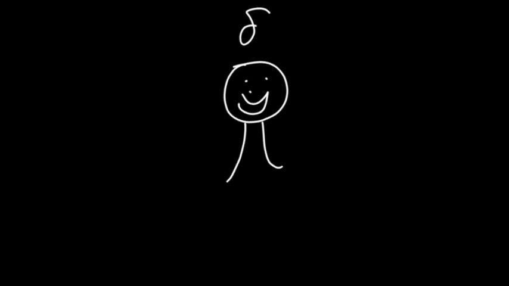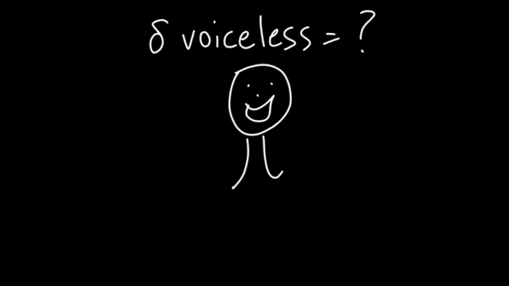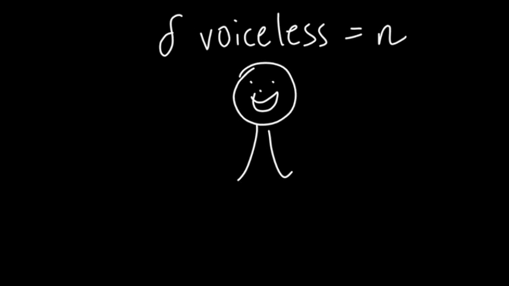How about b, voiced or voiceless? B. B is voiced. You have to use your voice to make that sound. So what's the voiceless counterpart of b? B, p. Voiceless b is p.